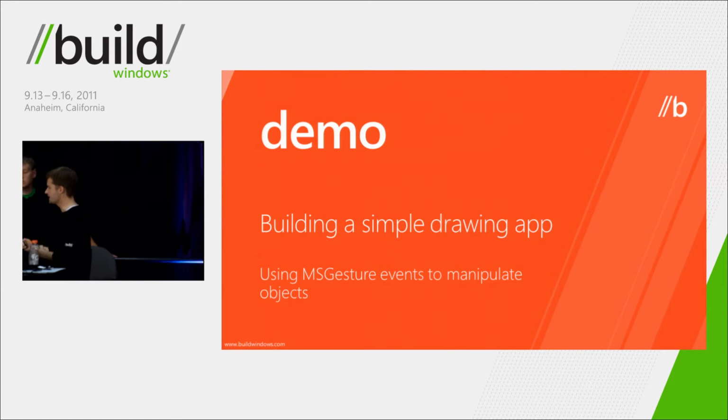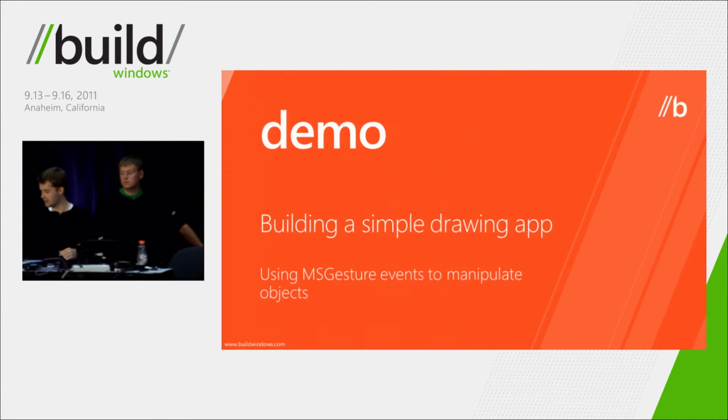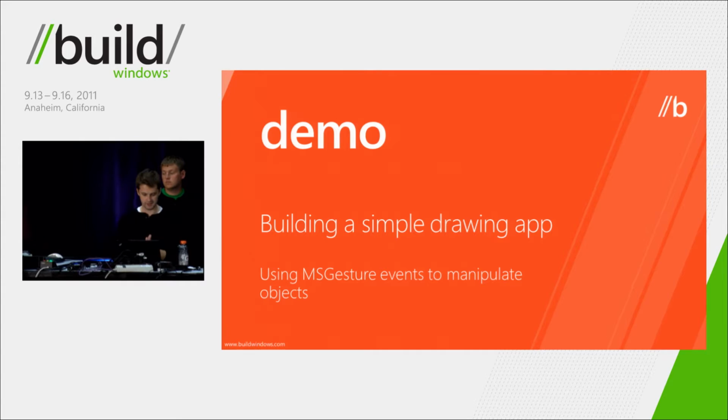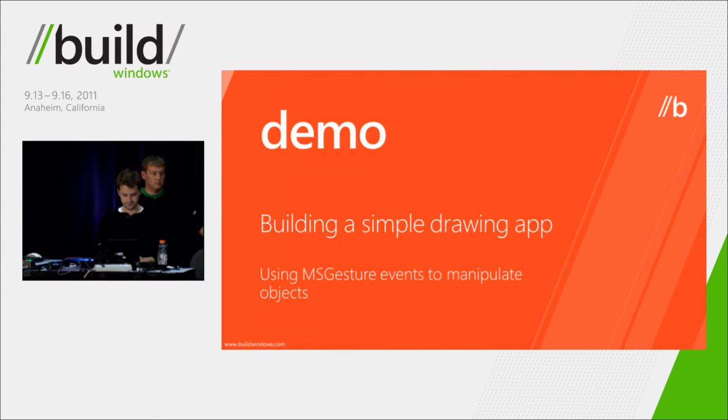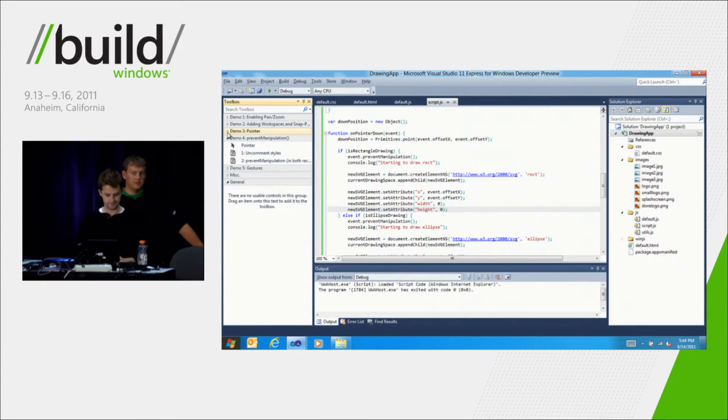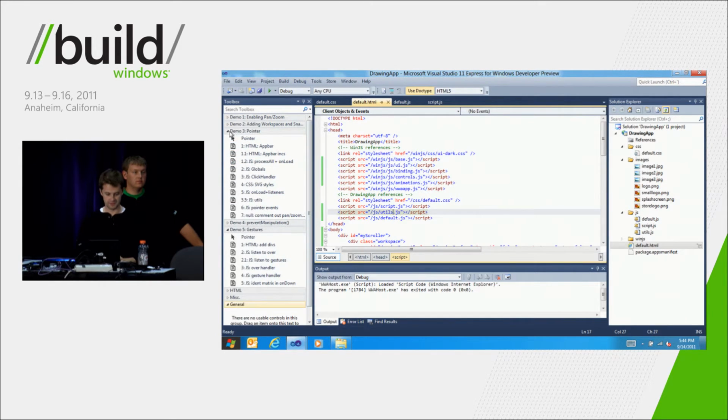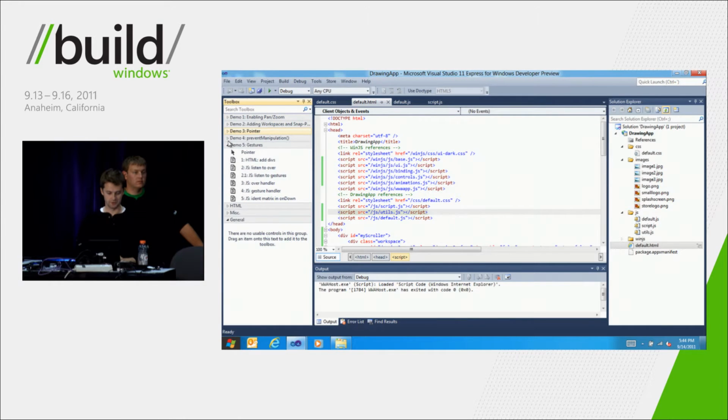OK, so let's add these gestures to our app and see what that code looks like. OK, first order of business is we're going to want to set capture. I told you before that we're going to use the set capture APIs.